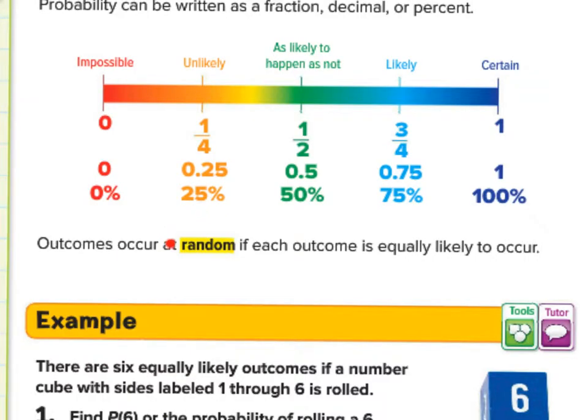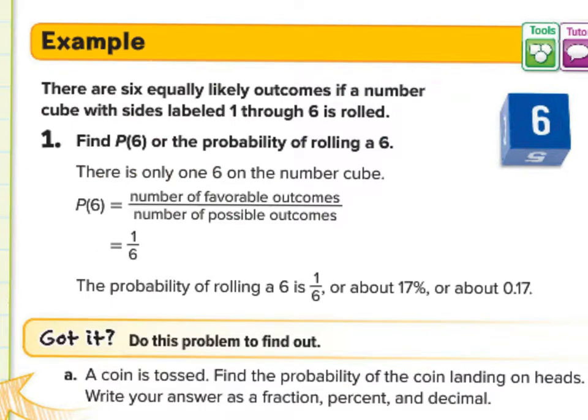When would an outcome be random? Well, when they are equally likely to occur. So outcomes occur at random if each outcome is equally likely to occur, like the hats, 1 out of 4, and there were 4 different kinds of hat. But if there would have been 2 red hats, then it's not equally likely. The red has a more likelihood. Now let's explore how the ratios can be written. And here's an example. There are 6 equally likely outcomes if a number cube, like a dice, with 6 sides labeled 1 through 6 is rolled.